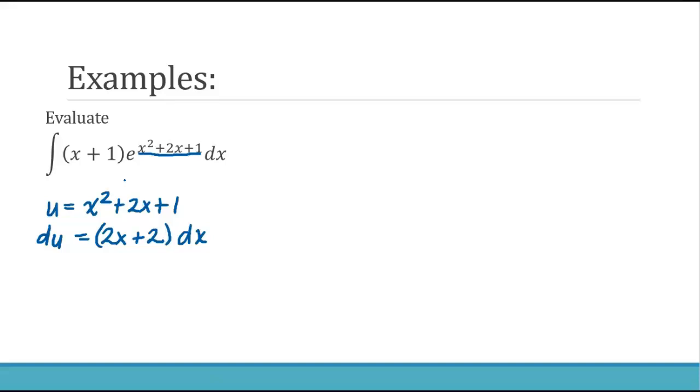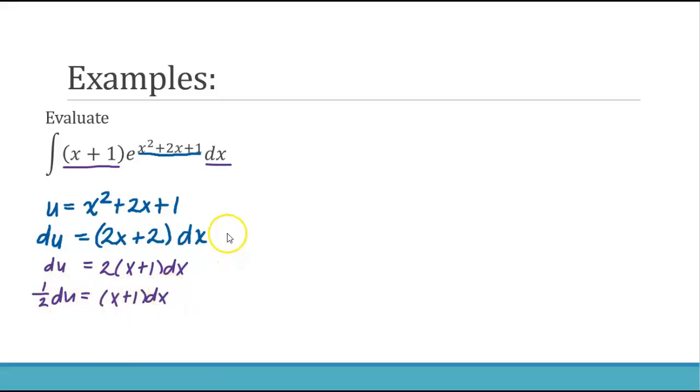And we can see that we are going to want to get rid of the leftover part, the part involving x, which is this x plus 1 and this dx. Well, I have 2x plus 2 dx, so hopefully you can see that here we're going to factor out a 2. So we have 2 times x plus 1 dx equals du. So we'll divide out that 2, or multiply by 1/2. So 1/2 du is equal to x plus 1 dx.